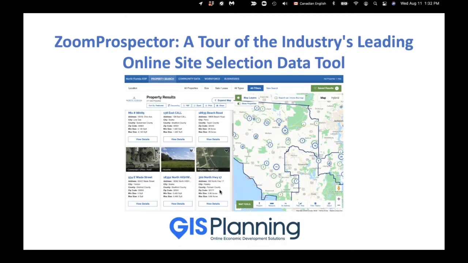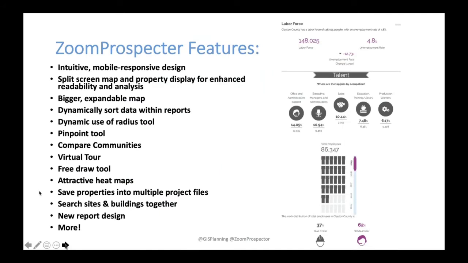I'd like to just say a couple words before I turn this over to Stevie about ZoomProspector. Many of you know that at GIS Planning, we've been doing this for 23 years. We are the original online site selection data tool. Some of the main features are the intuitive mobile responsive design. Everything about GIS Planning tools is mobile responsive, including the admin on the back end. You'll see that we've got a split screen map and property display with the properties on the left and the map on the right, similar to what you'd find with Zillow or Airbnb.